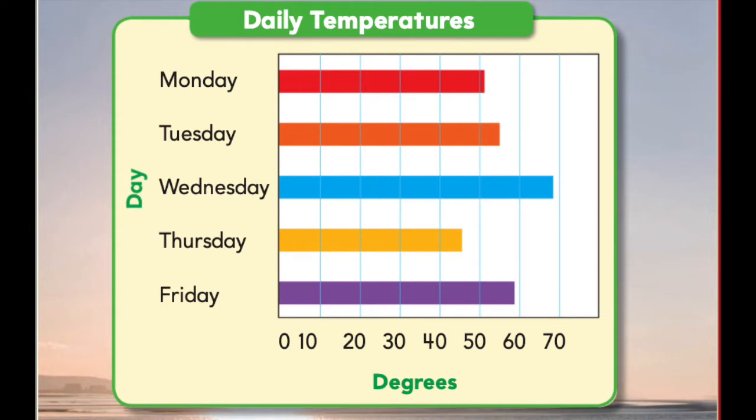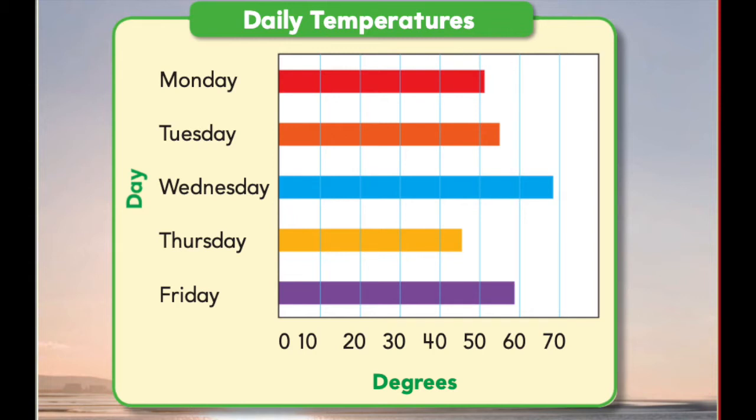First, which day was the hottest? To see which day was the hottest, I would look for the longest bar. The blue bar is the longest. It's almost touching the line that goes with the number 70, representing 70 degrees. So, Wednesday was the hottest day.